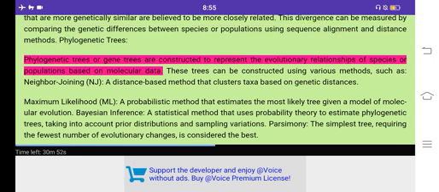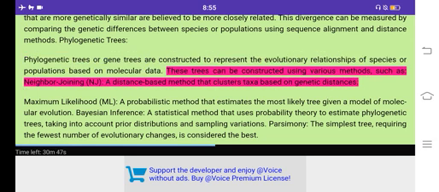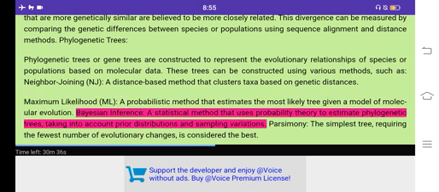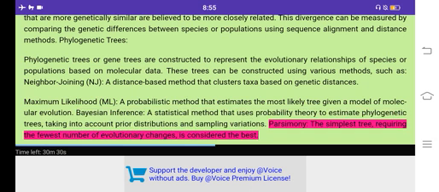Phylogenetic trees. Phylogenetic trees or gene trees are constructed to represent the evolutionary relationships of species or populations based on molecular data. These trees can be constructed using various methods, such as neighbor joining, NJ, a distance-based method that clusters taxa based on genetic distances. Maximum likelihood, ML, a probabilistic method that estimates the most likely tree given a model of molecular evolution. Bayesian inference, a statistical method that uses probability theory to estimate phylogenetic trees, taking into account prior distributions and sampling variations. Parsimony, the simplest tree, requiring the fewest number of evolutionary changes, is considered the best.